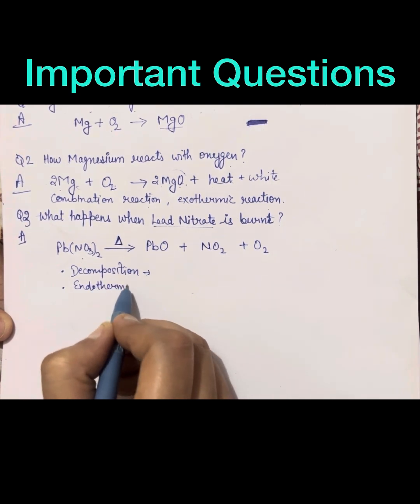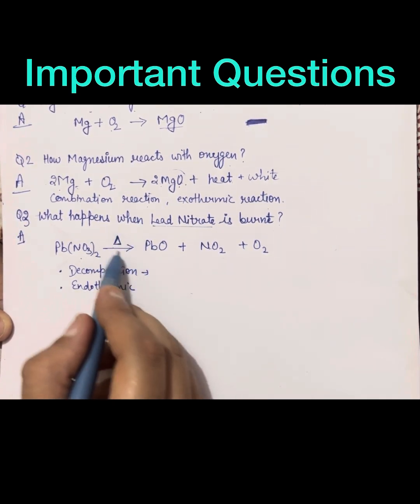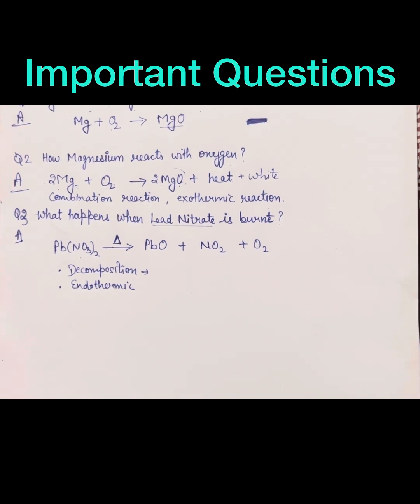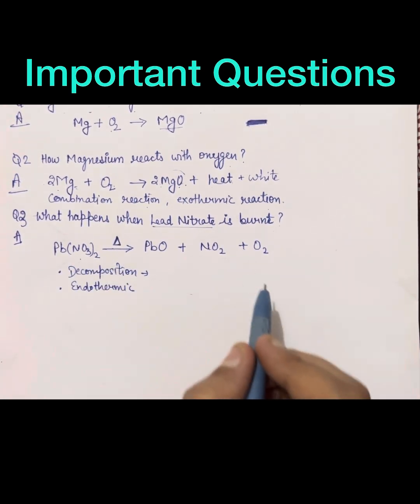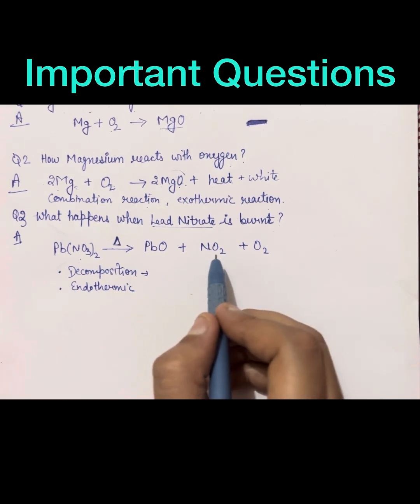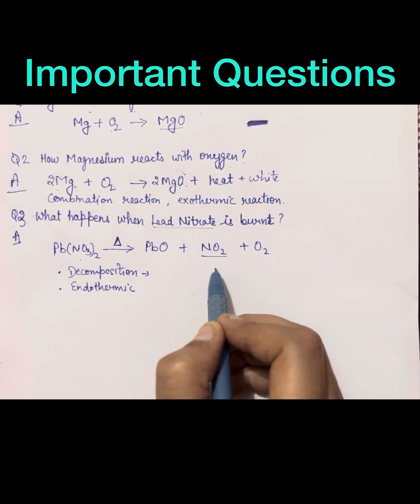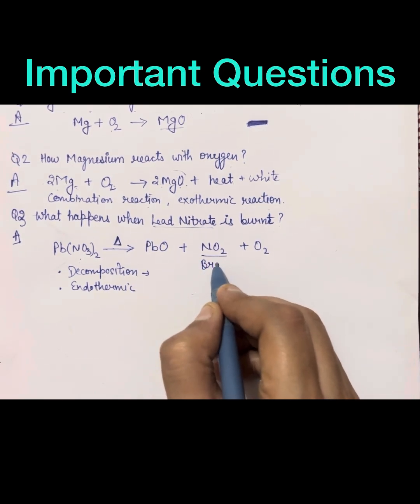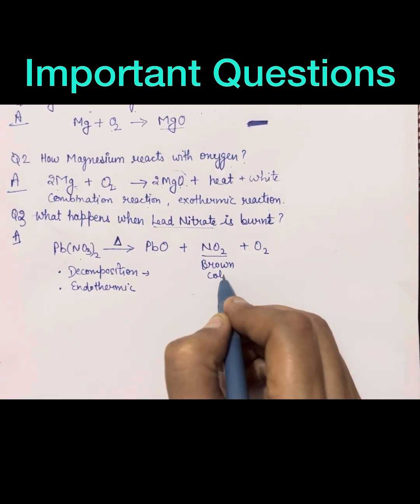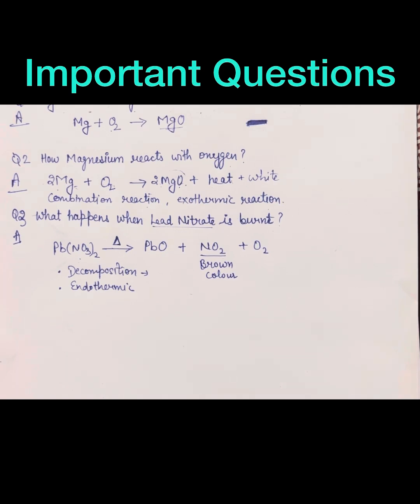Endothermic reaction means, children, a reaction in which heat is absorbed. You need to supply heat for the decomposition. So children, you need to learn the color of nitrogen dioxide, the gas being released. This is of brown color. The color of lead oxide is yellow and lead nitrate is red.